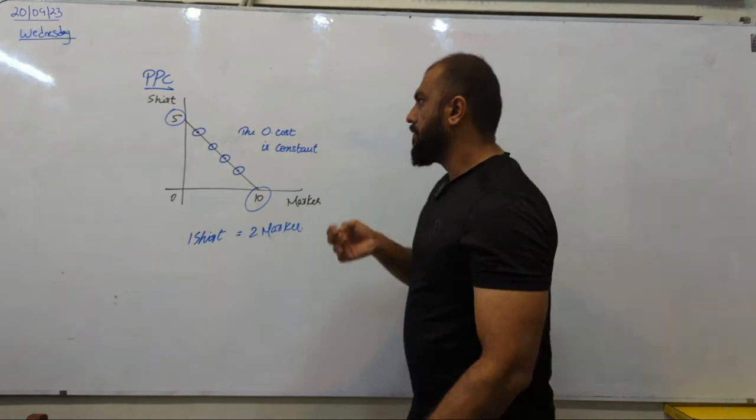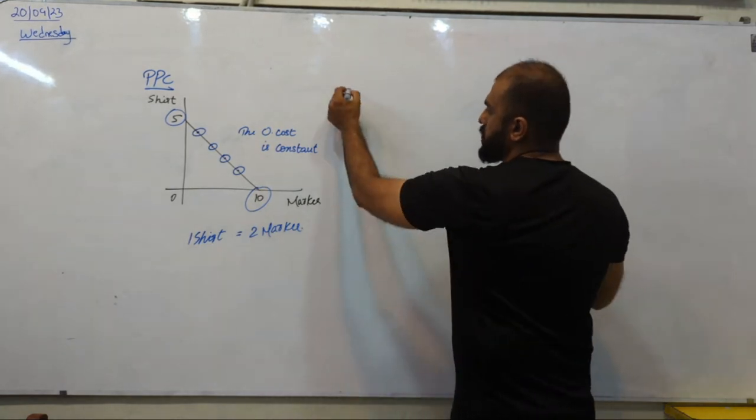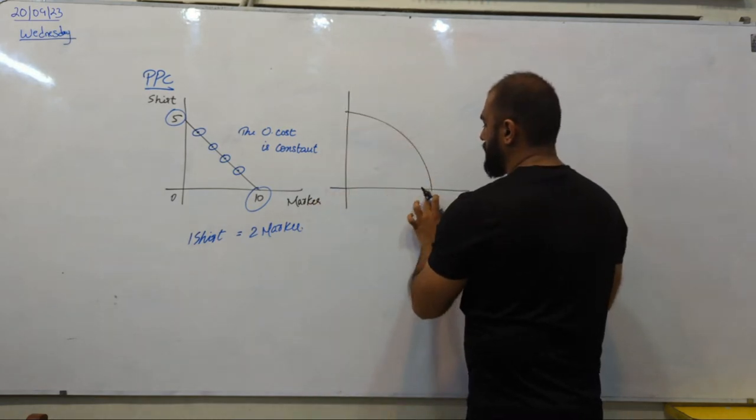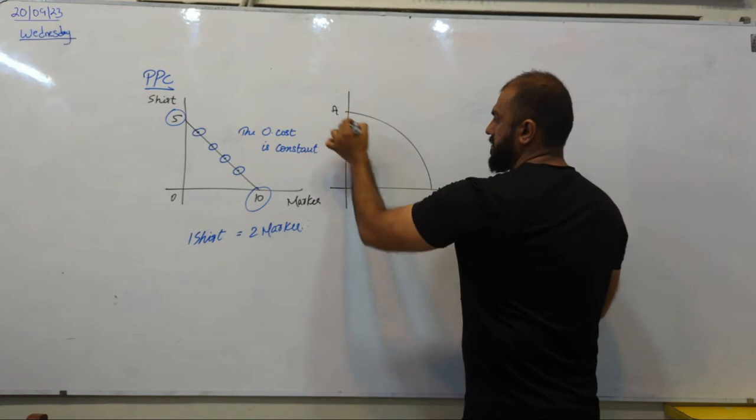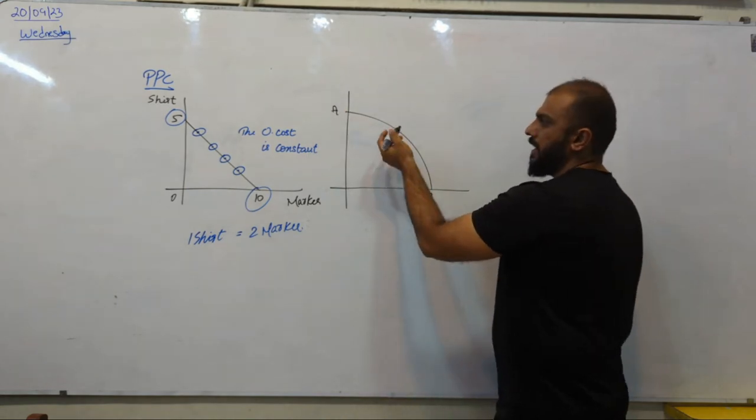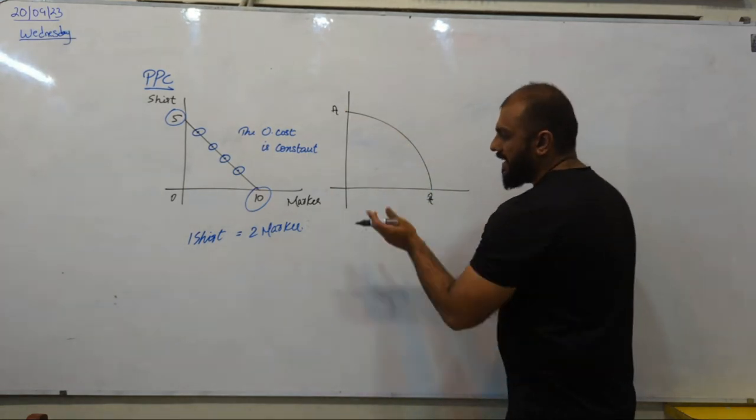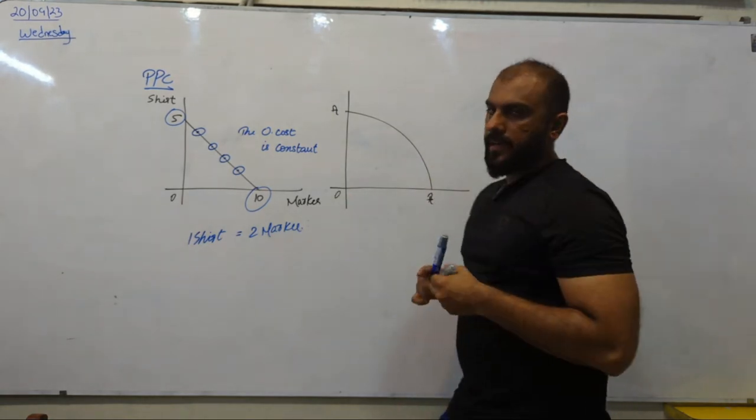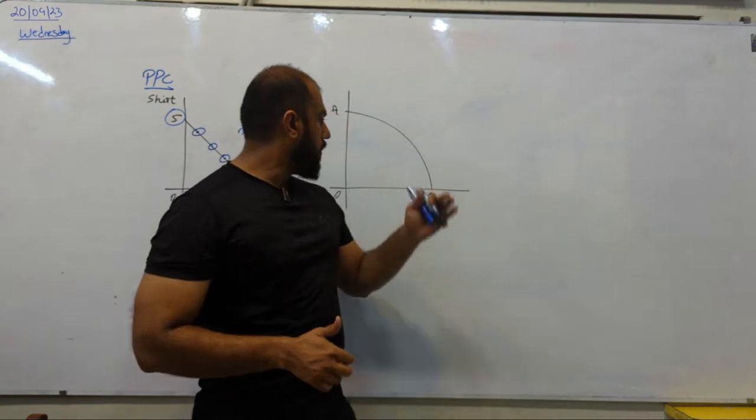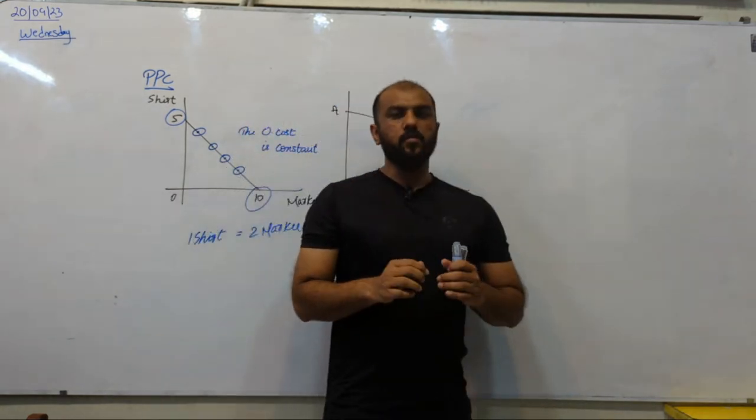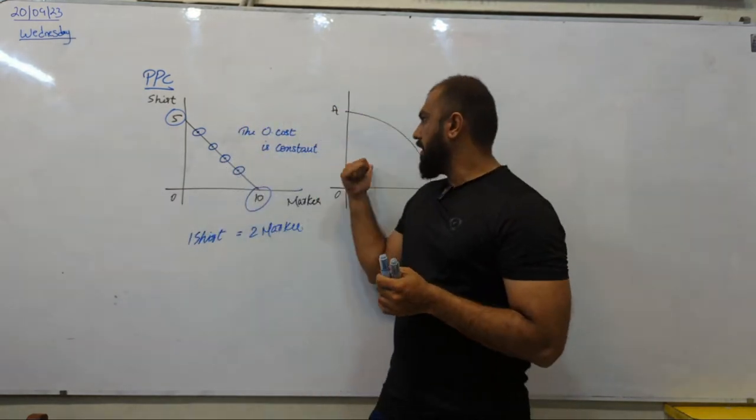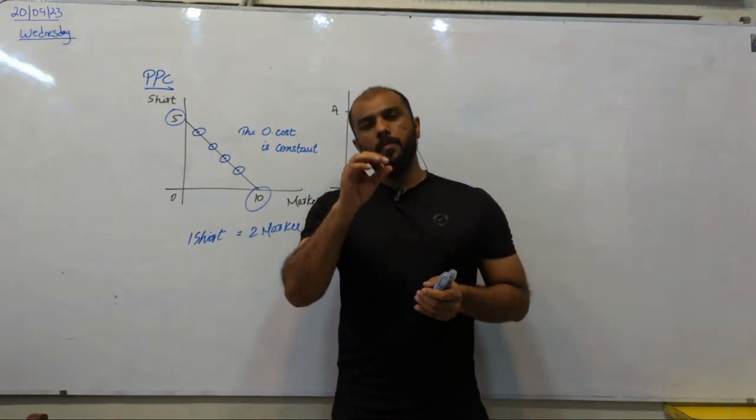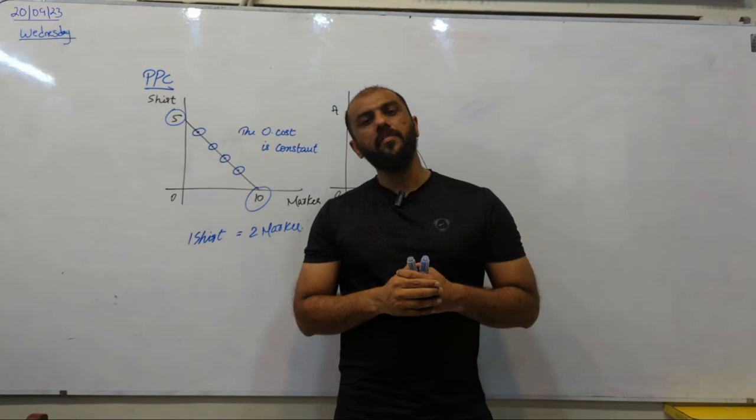Okay, so what would happen if the opportunity cost was increasing? The shape of the PPC would have changed. And now you can see this PPC is concave. Concave means it is bowed outwards from the origin. As I like to call it in Urdu, police wale ka pet, right? So the opportunity cost in this case is increasing. And this is a more practical approach to life.